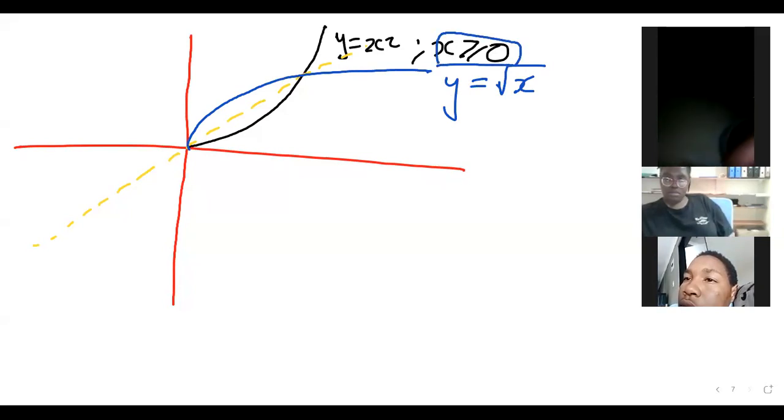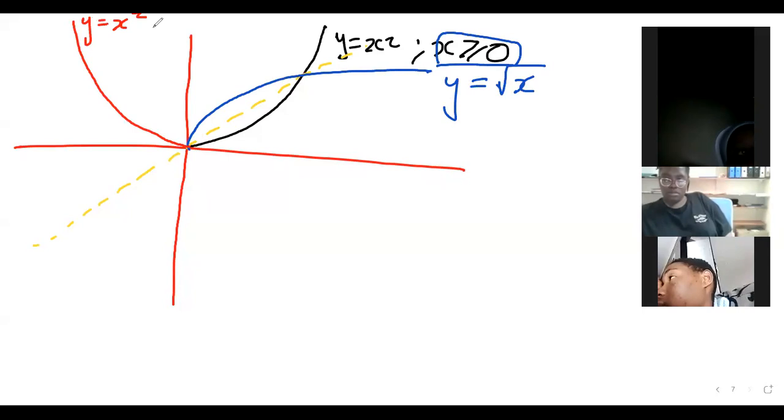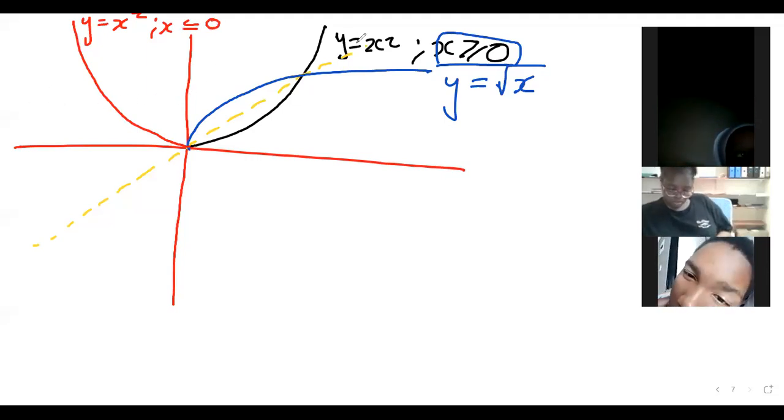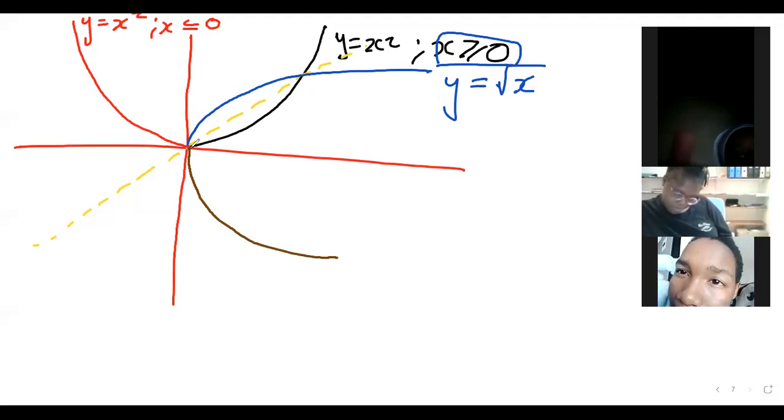So if I were to draw this side, it will be y is equal to x squared for x less than or equal to 0, this side. So how will the inverse look like? The inverse would look like this. Right, there will be your inverse. So what is the equation of the inverse? y is equal to negative root x.